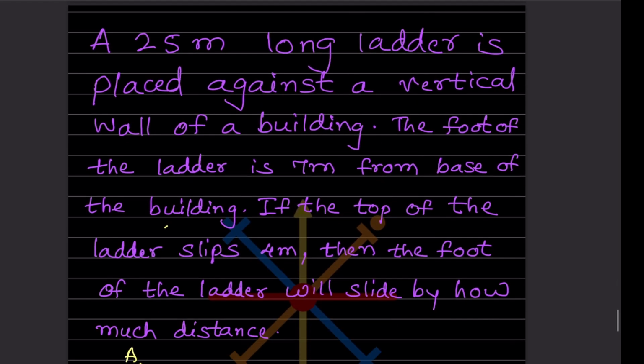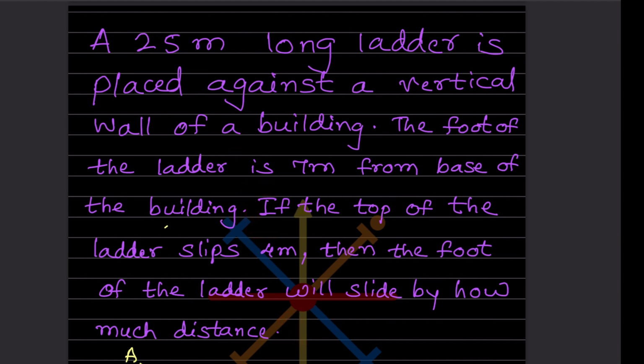So here the question is: a 25-meter long ladder is placed against a vertical wall of a building. You know what is the vertical? This is the vertical one and this is the horizontal one. The foot of the ladder is 7 meters from the base of the building, and if the top of the ladder slips 4 meters, then the foot of the ladder will slide by how much distance, that you have to find out. So this part we'll see later. Let us see the first part.